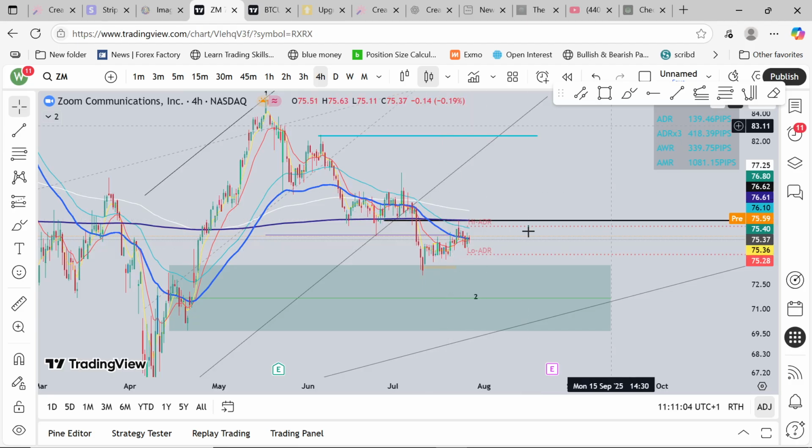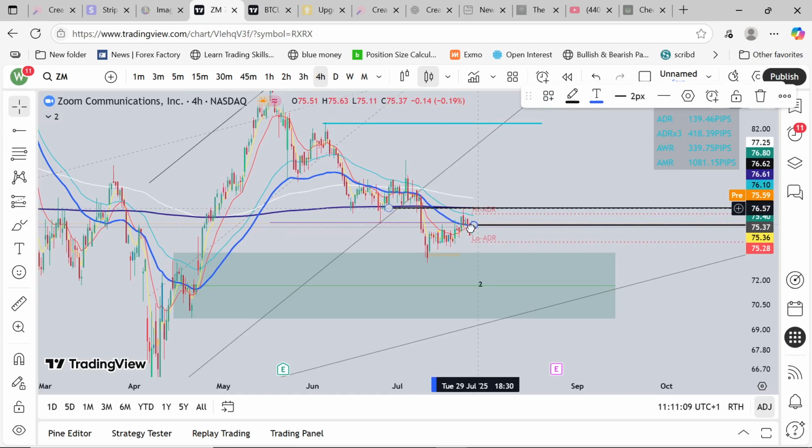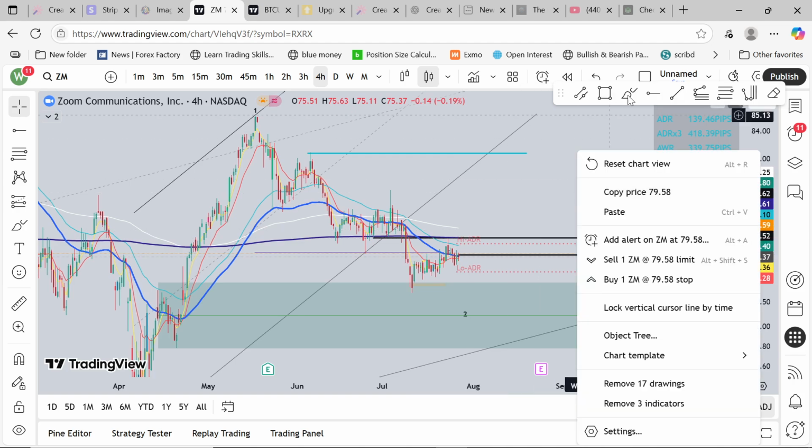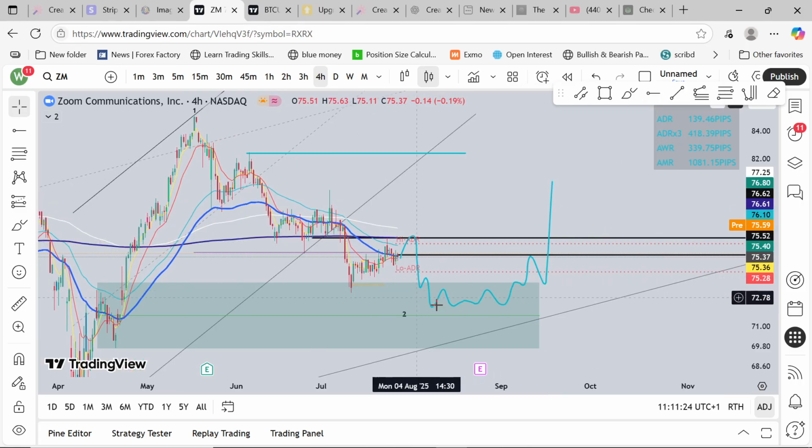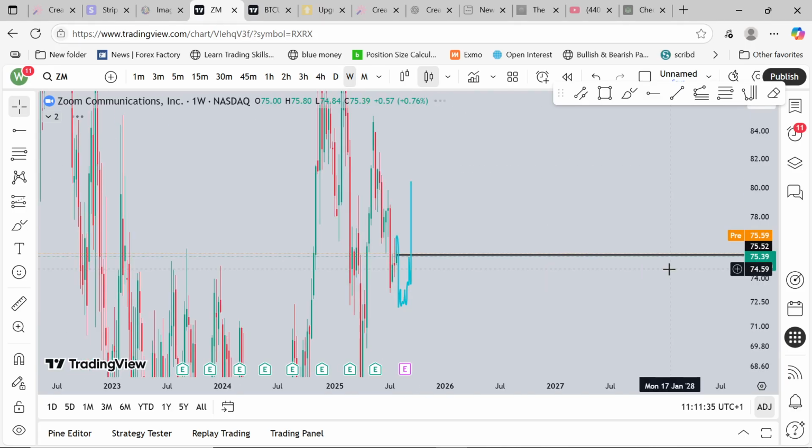For Zoom, this is what I'm looking for. Something like this. Maybe another inducement higher, and for it to fall into here, give us a W formation and start to go back higher. The moment I see a W in here at any breaker structure to the upside, after seeing a W inside this green box, I'm buying Zoom. Zoom is extremely bullish to me.